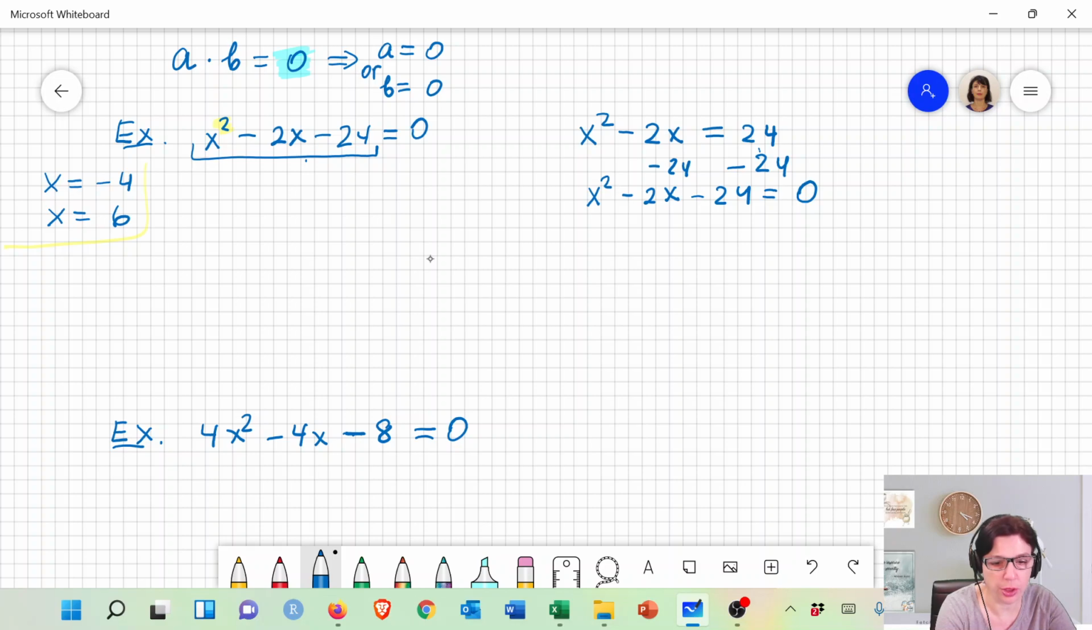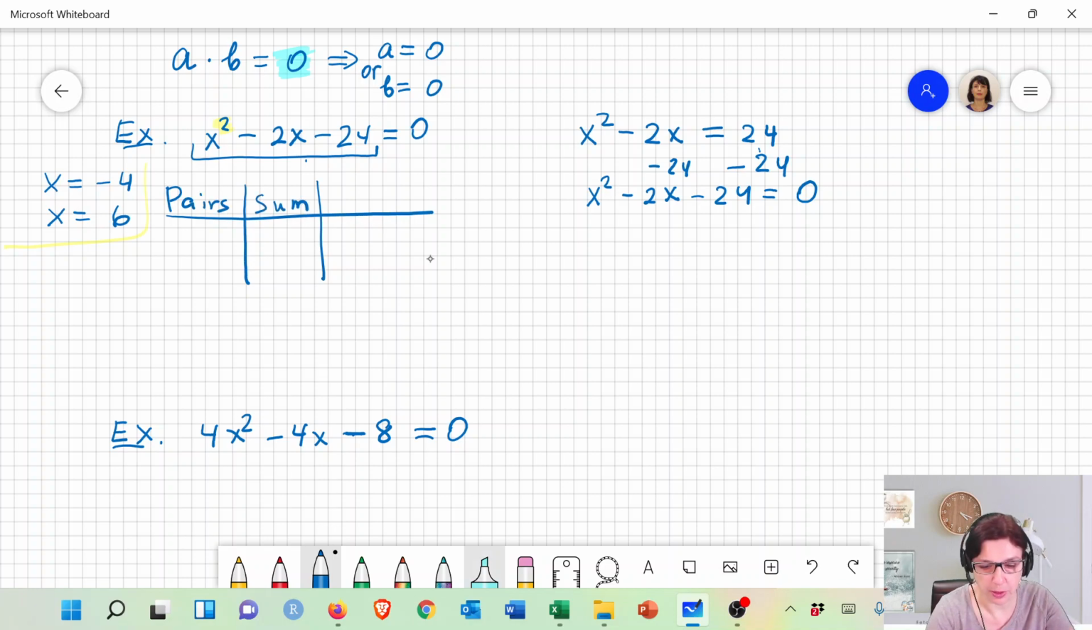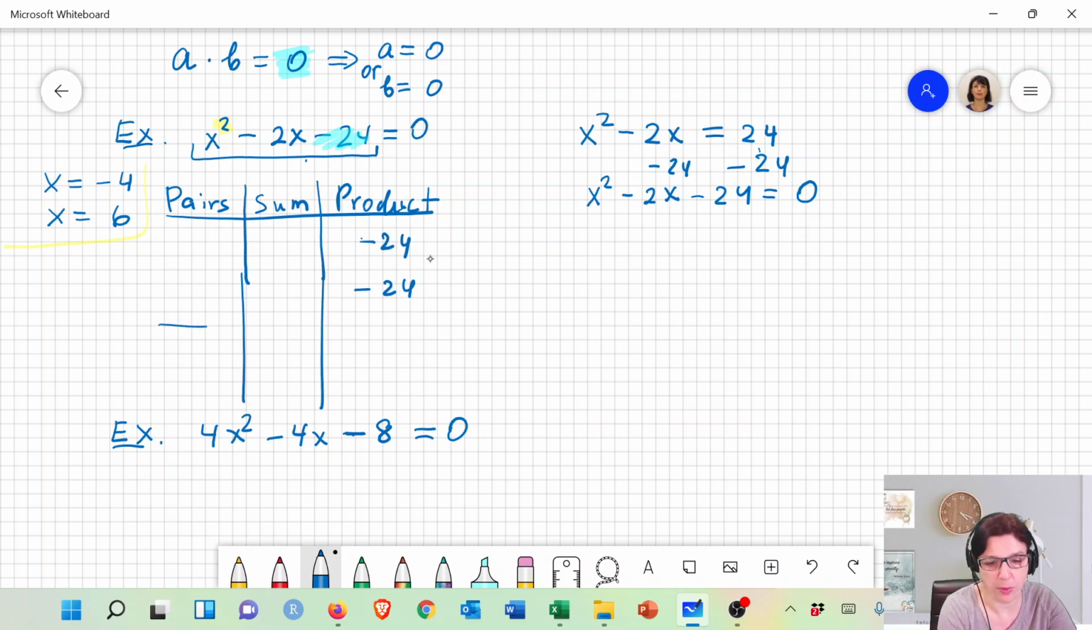What you're going to do is look for pairs of numbers that would multiply to negative 24, right? Because the negative is included, so they have to multiply to this number. So that should be the product. Whatever pairs you find, the product should be negative 24 every time. I'll have a whole bunch of pairs here, but every time it should be negative 24.